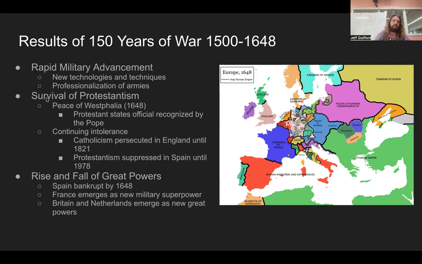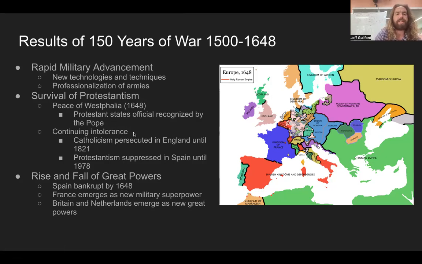Second, Protestantism survives. In spite of the wars of religion, the Protestants are able to work together to fight off the attacks of Catholic Spain. And in 1648, with the Peace of Westphalia, the Protestant states receive official recognition from the Pope. So Protestantism is now here to stay.